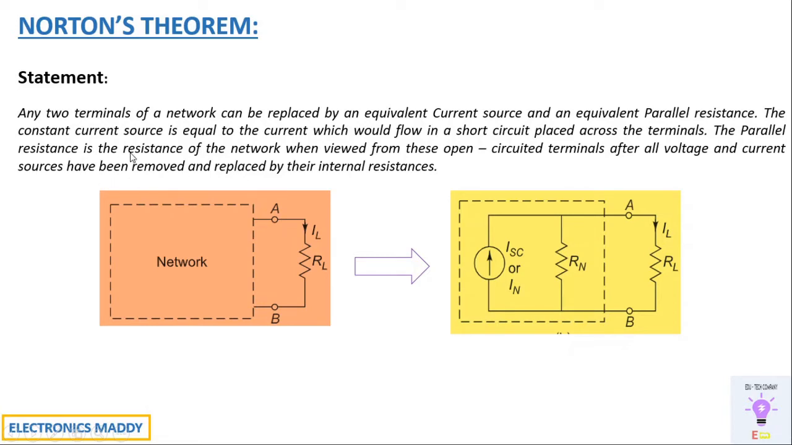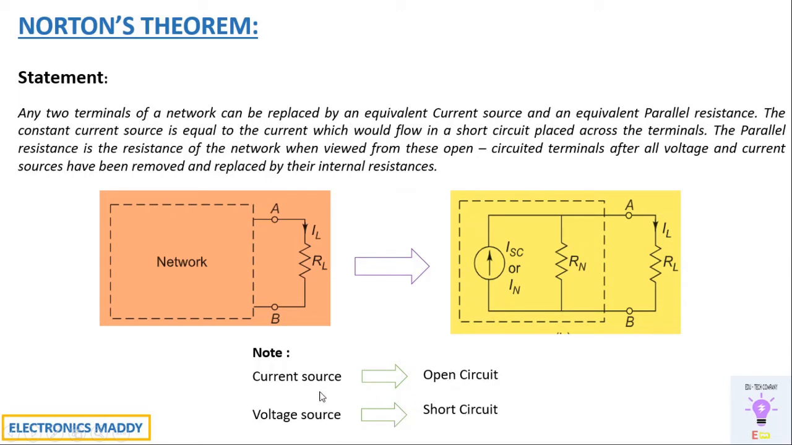The parallel resistance is the resistance of the network when viewed from these open circuit terminals. When we are finding out the resistance, we'll be open circuiting the load terminals. This is after all voltage and current sources have been removed and replaced by their internal resistances. So what does this statement mean? The voltage source or current source can be represented by their internal resistances. That is nothing but the current source will be represented by an open circuit while calculating the resistance RN, and the voltage source will be represented by a short circuit.